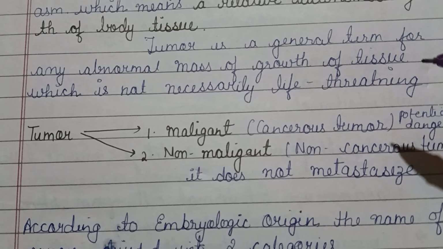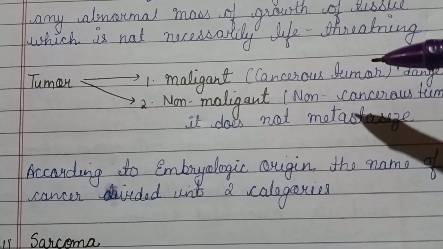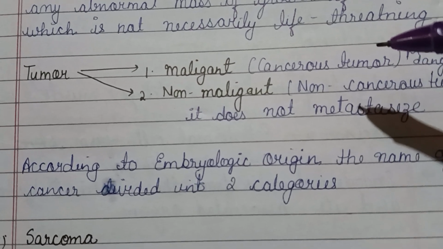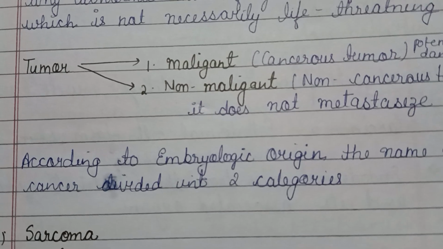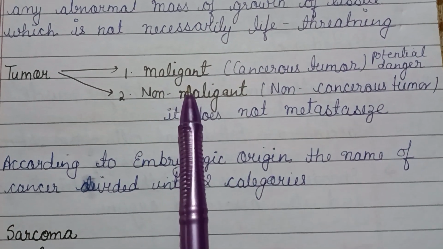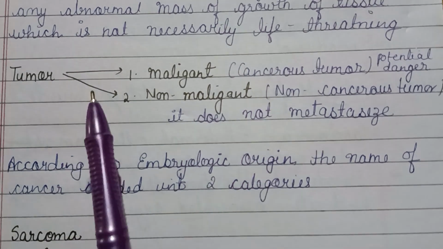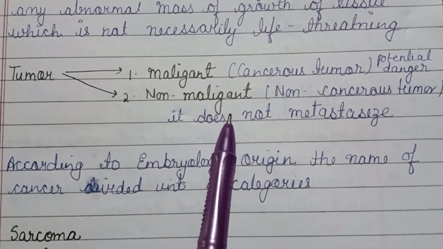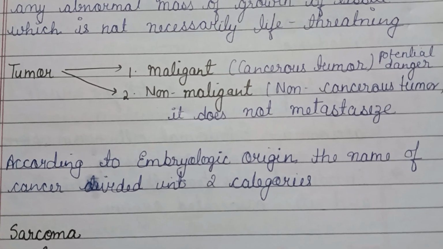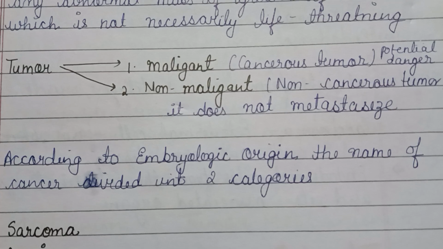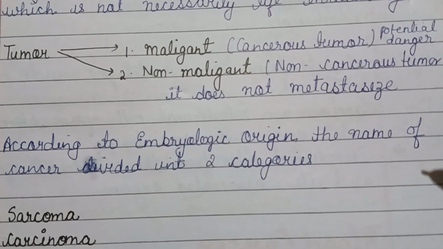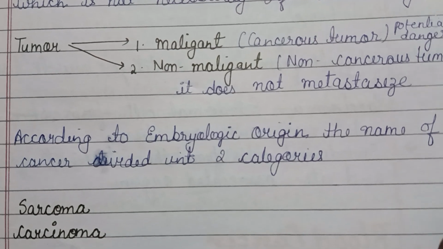not necessarily life threatening. There are two types of tumors. First is malignant and second is non-malignant. What is malignant? This one is known as a cancerous tumor or potentially dangerous. And the second one is non-malignant. As we see in our body, there are many tumors that exist, but they are not very dangerous. So these are non-cancerous tumors. It does not metastasize.